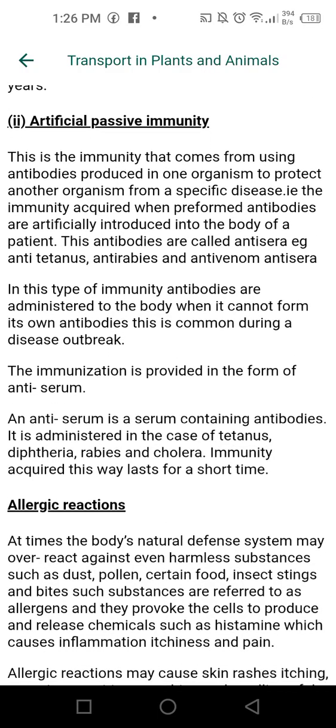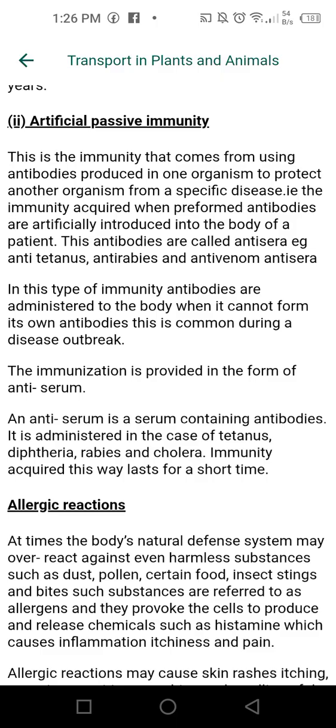Artificial passive immunity. This is the immunity that comes from using antibodies produced in one organism to protect another organism from a specific disease, i.e. the immunity acquired when preformed antibodies are artificially introduced into the body of a patient. These antibodies are called antisera, e.g. anti-tetanus, antirabies and antivenom antisera.